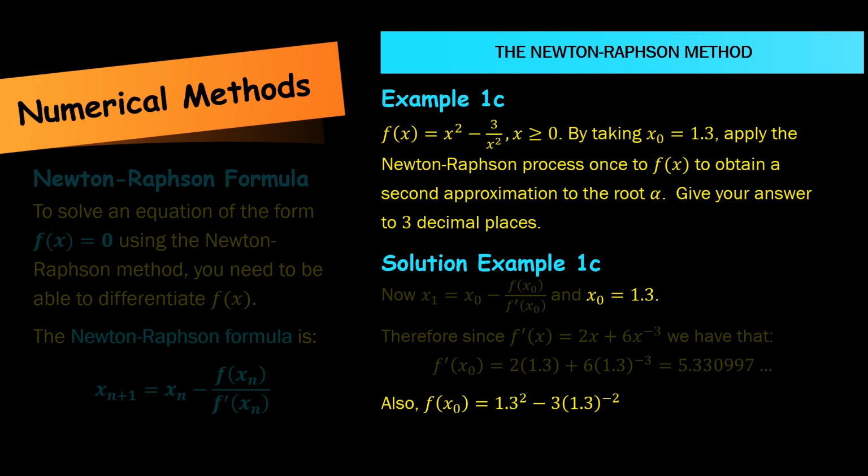We will now find the value of f of x naught when x naught equals 1.3, because, of course, f of x naught is part of the formula. So plugging in x naught equals 1.3 into f of x gives us 1.3 squared minus 3 times 1.3 to the power minus 2, which is equal to minus 0.08515.